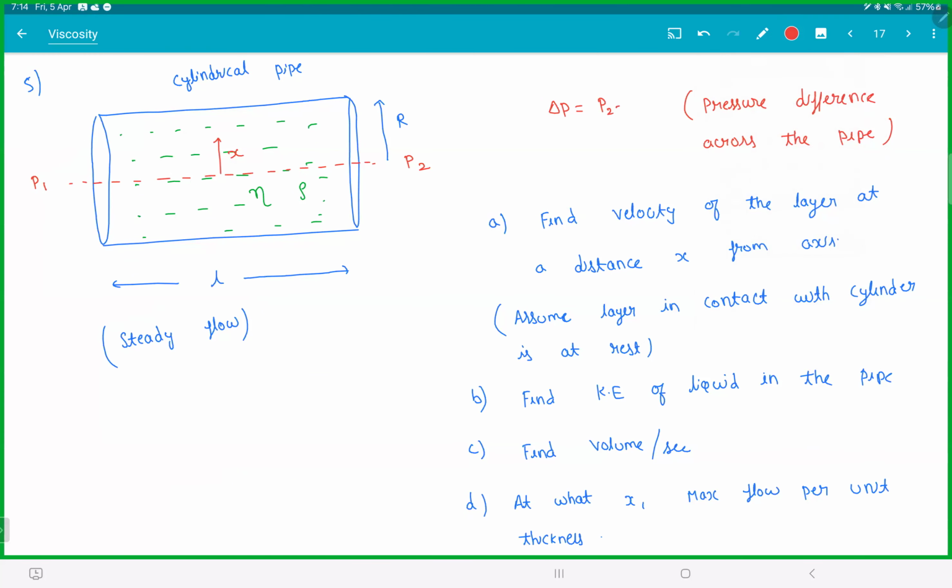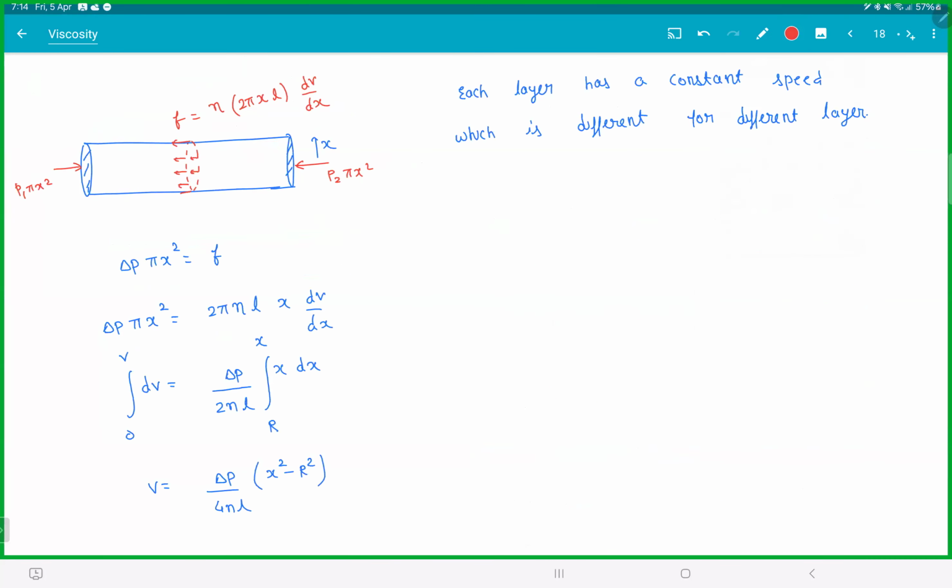Delta P is P2 minus P1. That's a convention, no? Final minus initial. So this will be P1 minus P2. P1 is greater than this, so you get a minus sign. That's your velocity as a function of x.